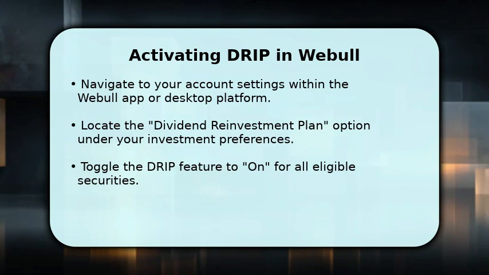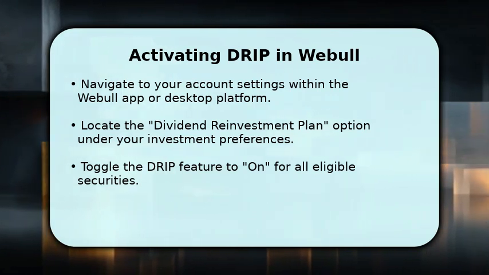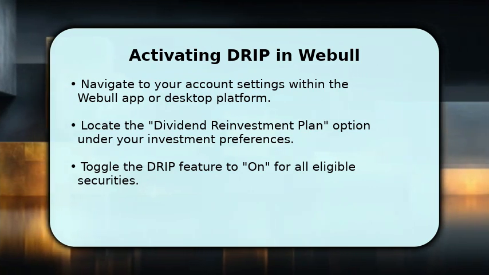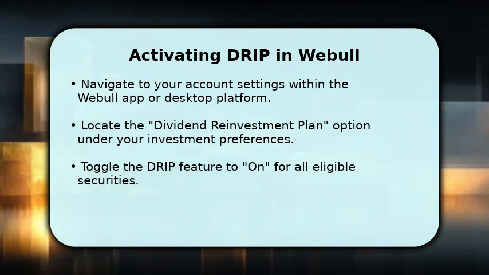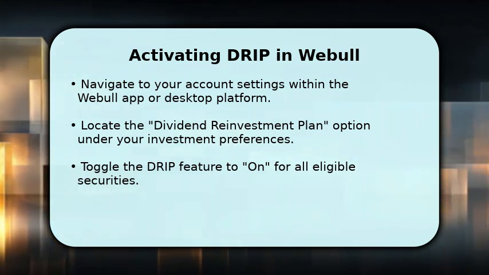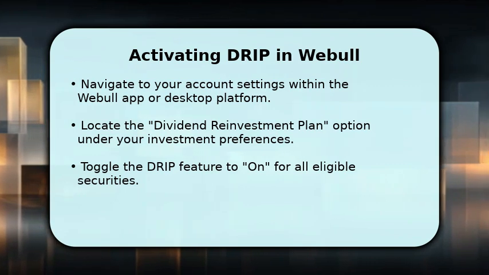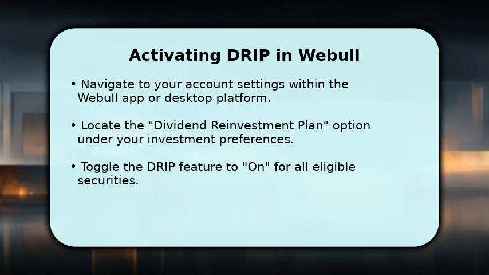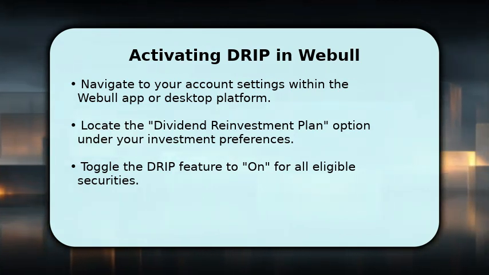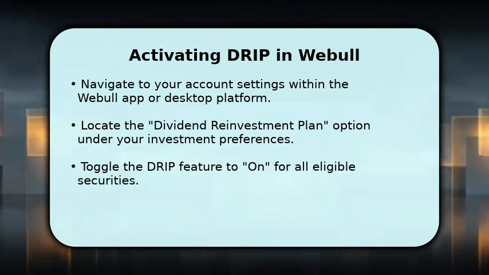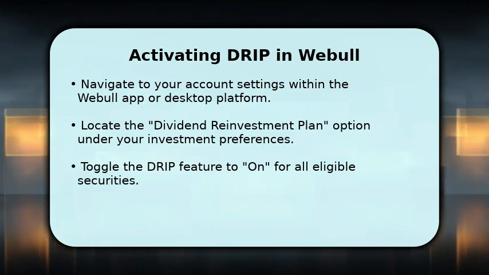To activate DRIP, begin by opening your Webull application or logging into the desktop platform. Once logged in, access your account settings, usually found under your profile or the main menu. Look for a section related to investment preferences or dividend settings. Here, you should find the Dividend Reinvestment Plan option. Simply toggle this feature to On to enable automatic reinvestment for all your eligible dividend-paying stocks.